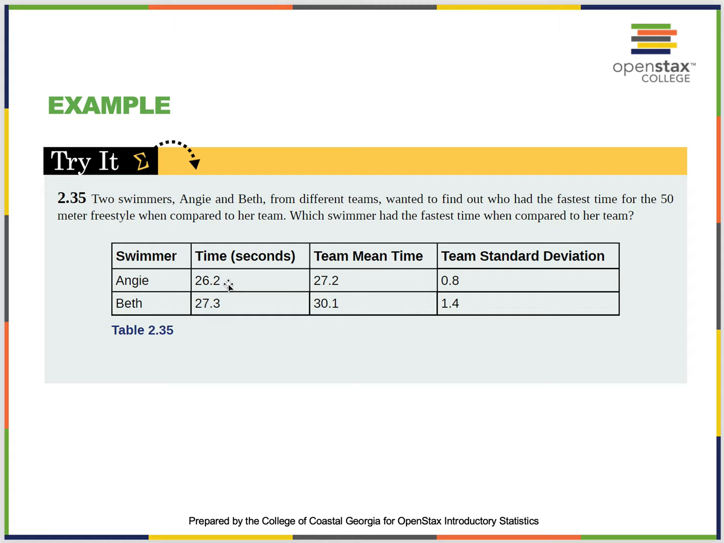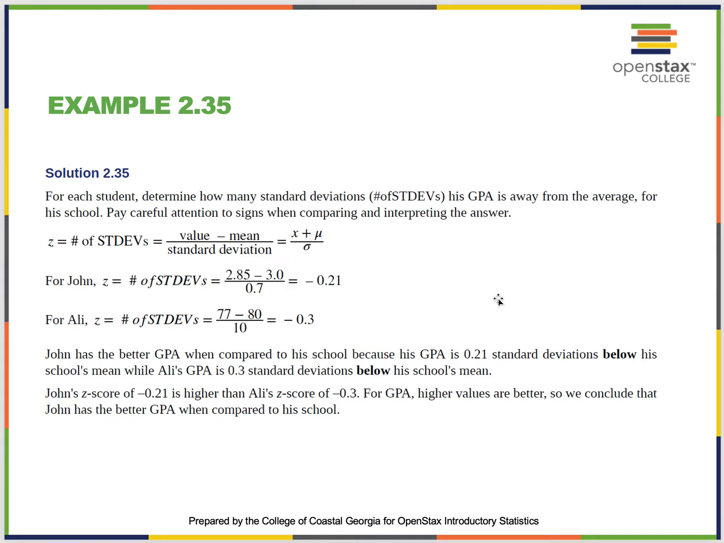So now we obviously know that Angie had a better time than Beth, right? Because Angie swam faster. But the mean on her team is 27. The mean on Beth's team is 30.1. The standard deviation is 0.8 on Angie's team and 1.4 on Beth's team. So if I calculate that, like we calculated these, I can find out who was closer.